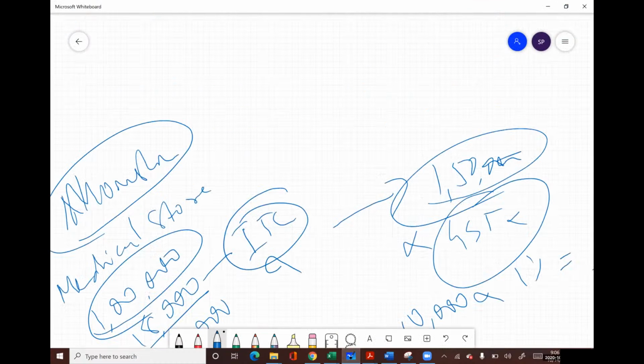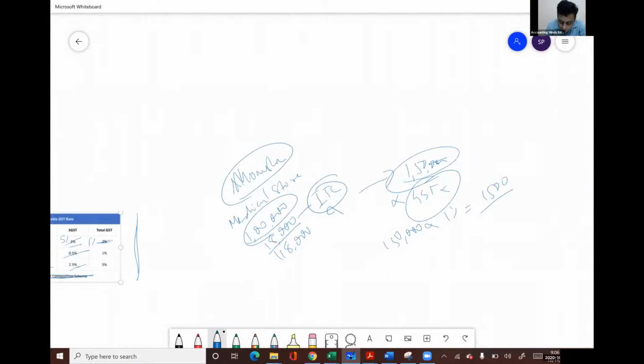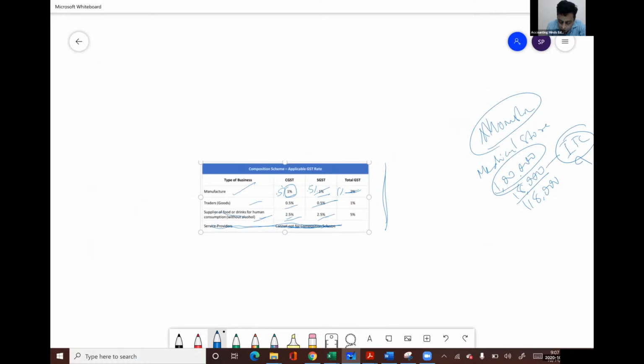Yes, sir. Previously, what did we say? We said service providers cannot opt for composition scheme. Now, service providers also can opt for it, and the rate is 3% and 3%, total 6%. Are you getting it?